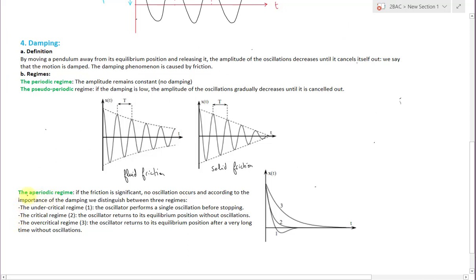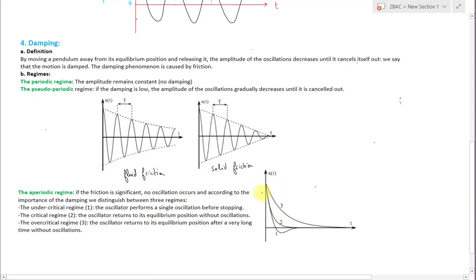The last regime is the aperiodic regime or the non-periodic regime. In this case, the friction is significant, so no oscillation occurs. And according to the importance of the damping, we distinguish between three regimes: the undercritical regime, the critical regime, and the overcritical regime, which are depicted in this graph.